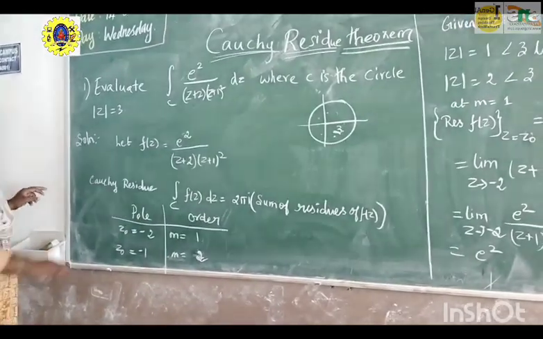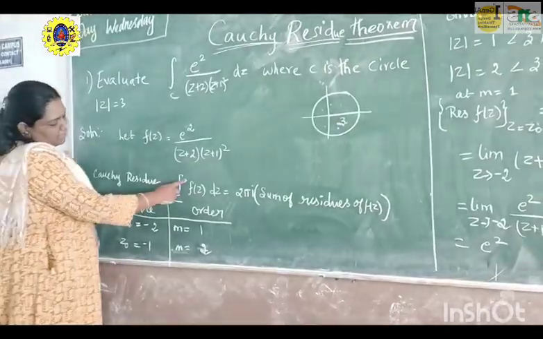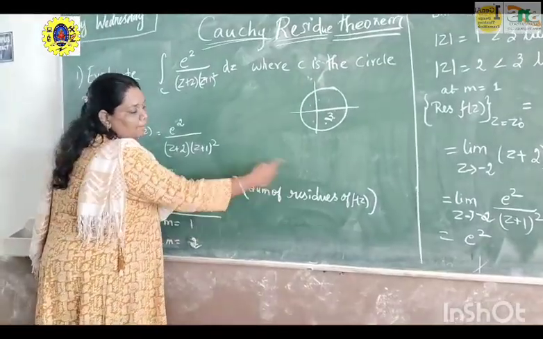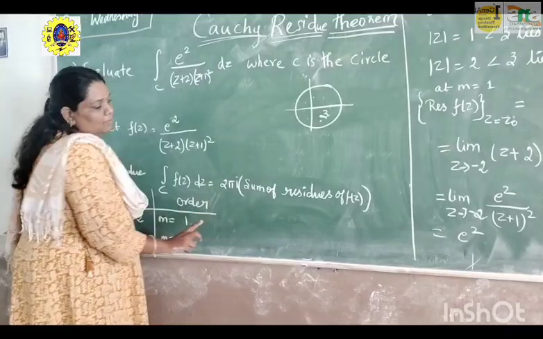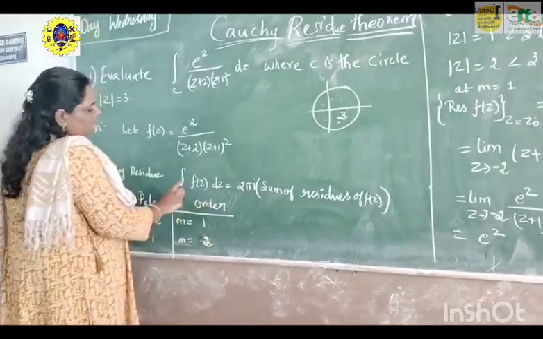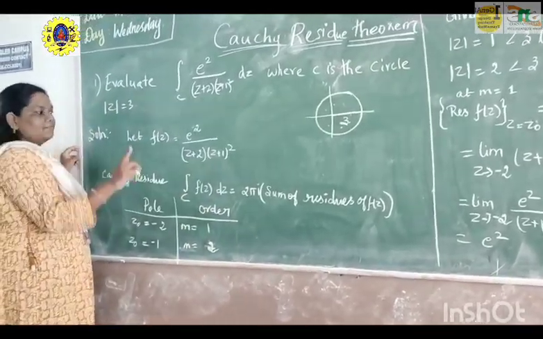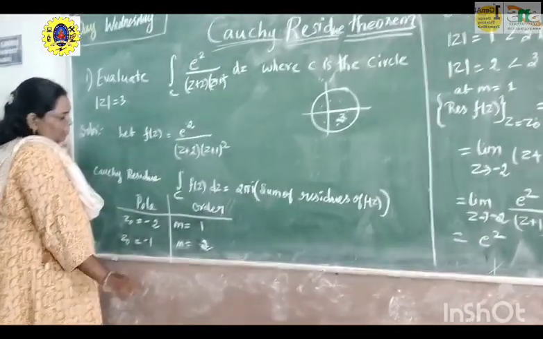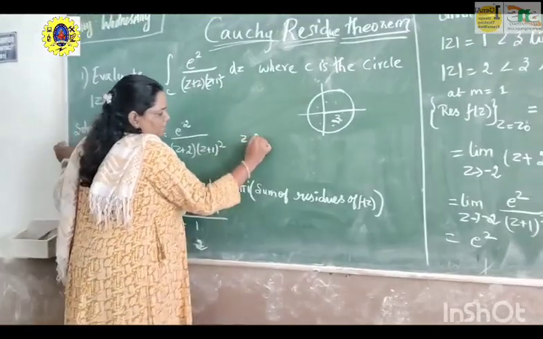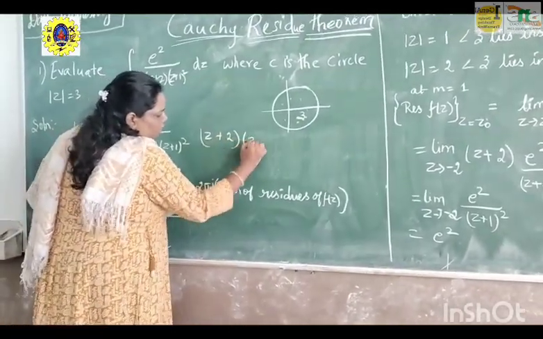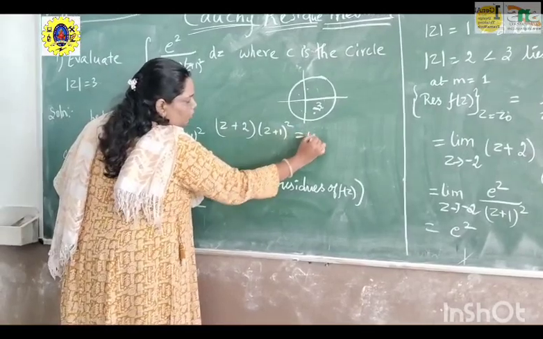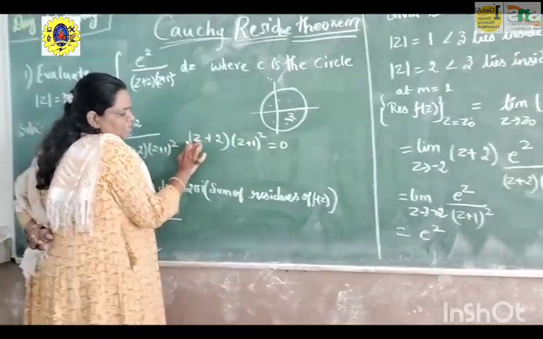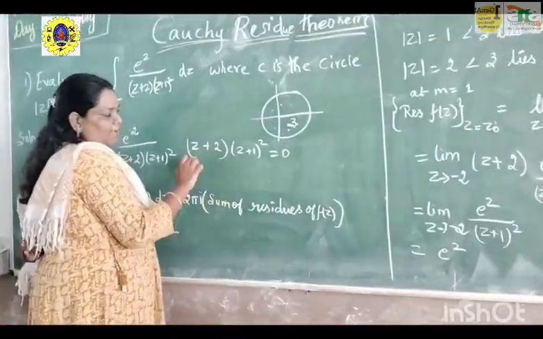First of all, the Cauchy residue formula is: the integral over C of f(z) dz equals 2 pi i times the sum of the residues. So we have to find the residues for this. To find the residues, first we have to find the poles and their order. The equation is (z+2)(z+1)^2 = 0, so we have to find for what values this becomes 0.